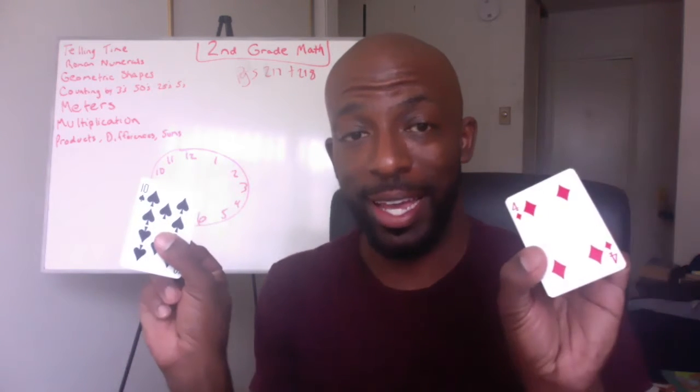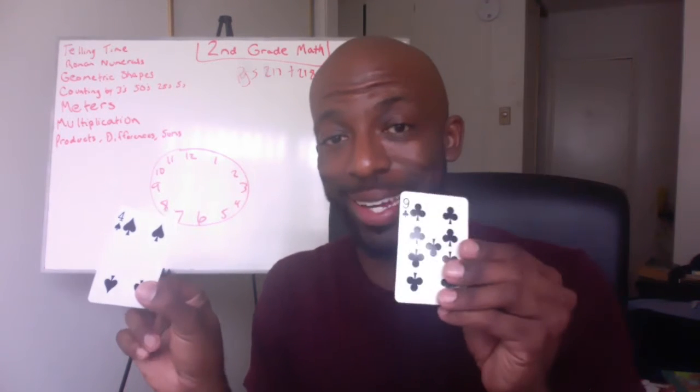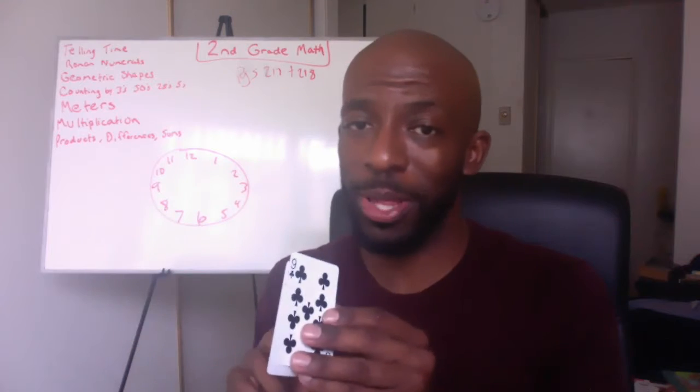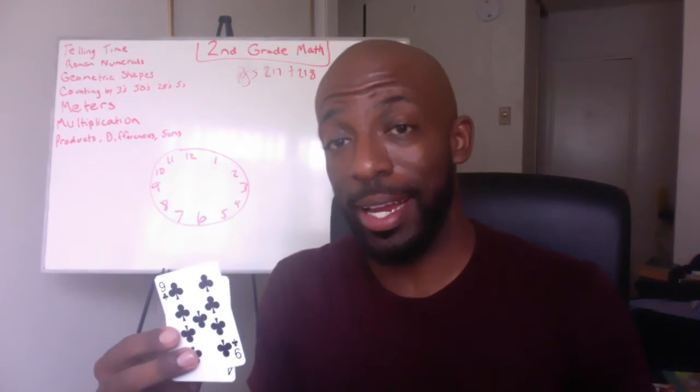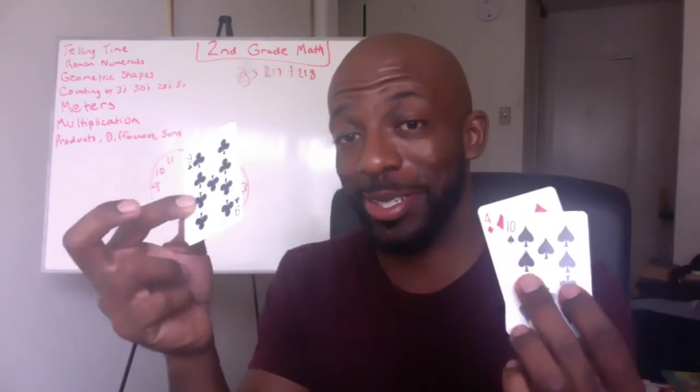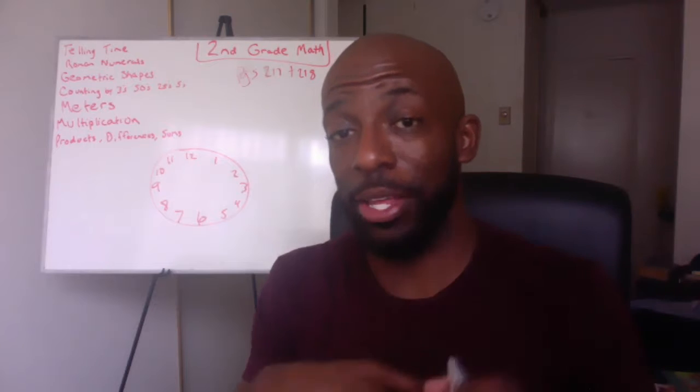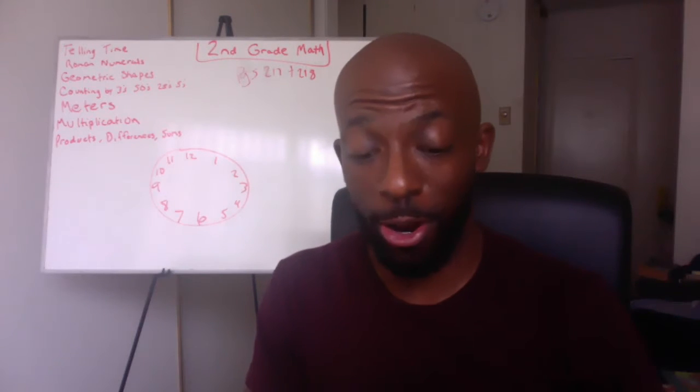So Ada, you have a 10 and a 4, which is 14. But now, Naomi, you have a 4 and a 9. What's that? 13. Ooh, that's close. But guess what? Because Ada has more, Ada's going to take Naomi's cards, and now she has that. And you're going to do that for the entire deck of cards.